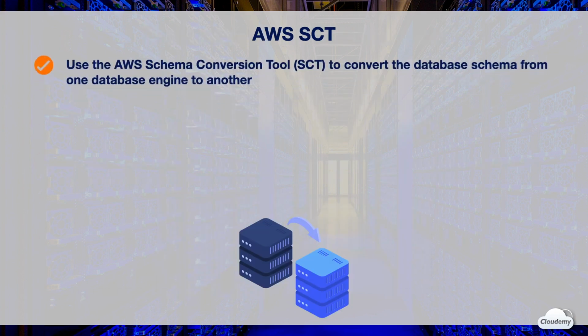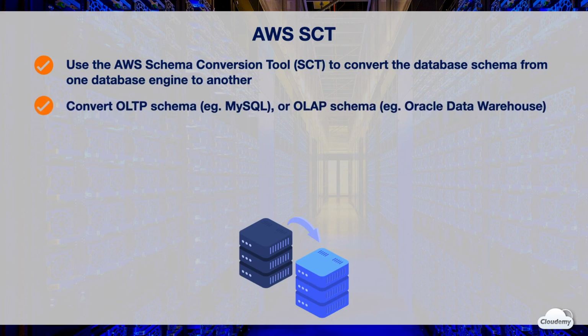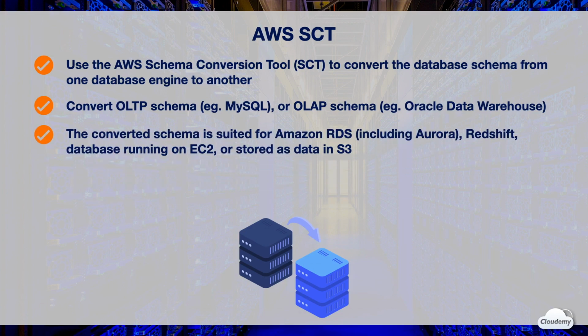You can use the AWS Schema Conversion Tool or SCT to convert your existing database schema from one database engine to another. With SCT, you can convert the schema of the OLTP database, such as MySQL database, or the schema of the OLAP database, such as Oracle Data Warehouse. Depending on the source database, the converted schema is suitable for an RDS database including Aurora DB cluster, or Redshift Data Warehouse cluster. It can also be used with a database running on EC2 instance, or data stored in an S3 bucket. SCT supports several industry standards for data security and privacy, including FIPS and FedRAMP.